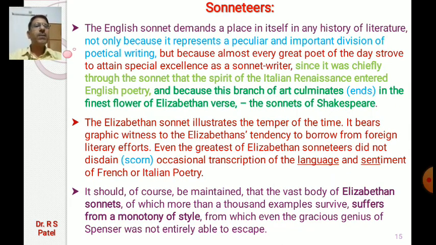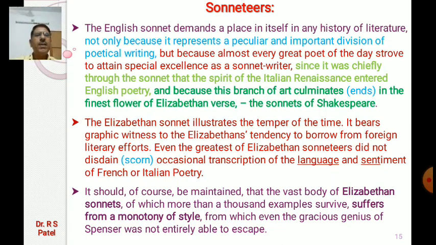And because this branch of art culminates, means ends. So the branch of art, this art of sonnet writing, ends in the finest flower of Elizabethan verse. Elizabethan verse નો જે finest flower કહી શકાય તો કોણ છે? The sonnets of Shakespeare. So the sonnets of Shakespeare are the finest flower in the Elizabethan era, to find the best of sonnets by him.